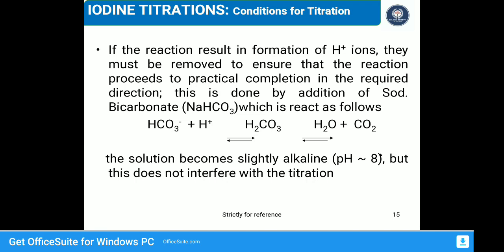If the reaction results in the formation of H plus ions, they must be removed to ensure that the reaction proceeds to practical completion in the required direction. This is done by addition of sodium bicarbonate, which reacts as shown on the screen. The solution becomes slightly alkaline, that is, the pH is at 8, but this does not interfere with the titration.